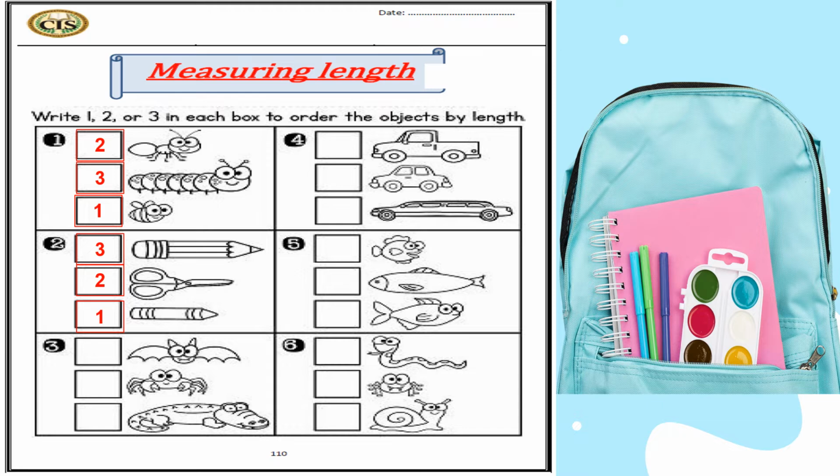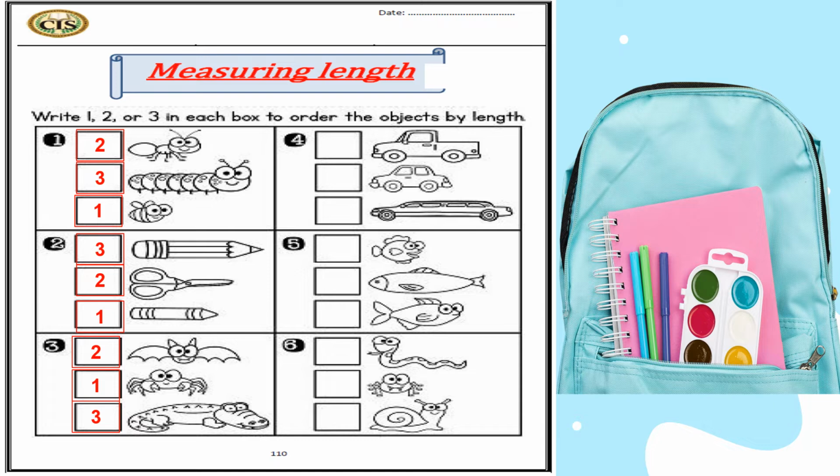Number 3, which of these objects is shortest? Which one? This one, we will give it number 1. And which of them is longest? Which one is longer? This one, we will give it number 2. And which one is very long? The crocodile, we will give it number 3.